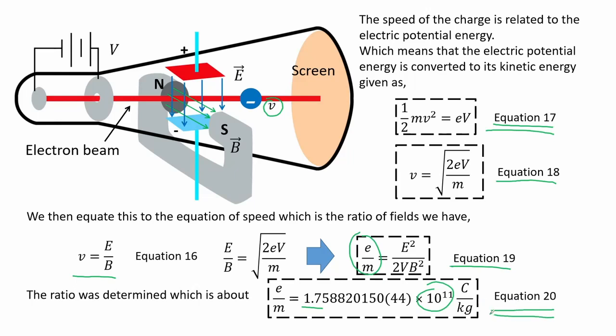This experiment was the first time to experimentally measure the mass-to-charge ratio of an electron. This experiment also showed that electrons are particles having mass and a charge. 15 years later, the American physicist Robert Millikan succeeded in measuring the charge of an electron. With that information, they were able to determine the mass of an electron.